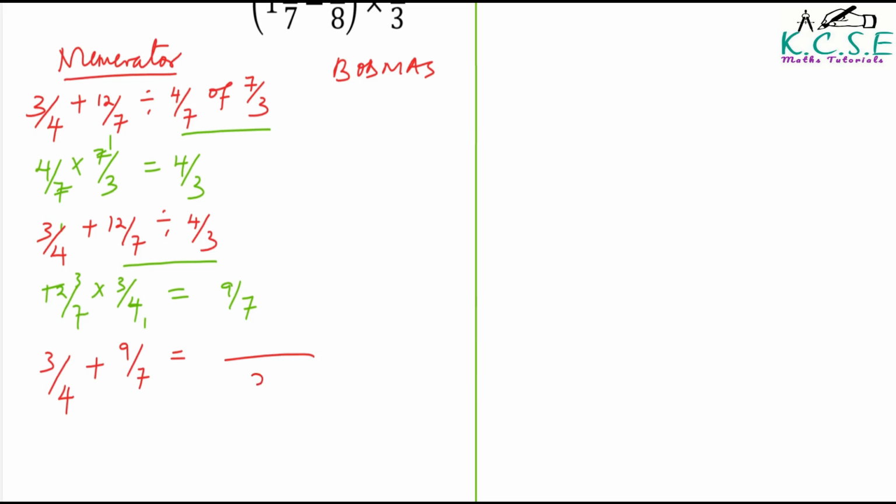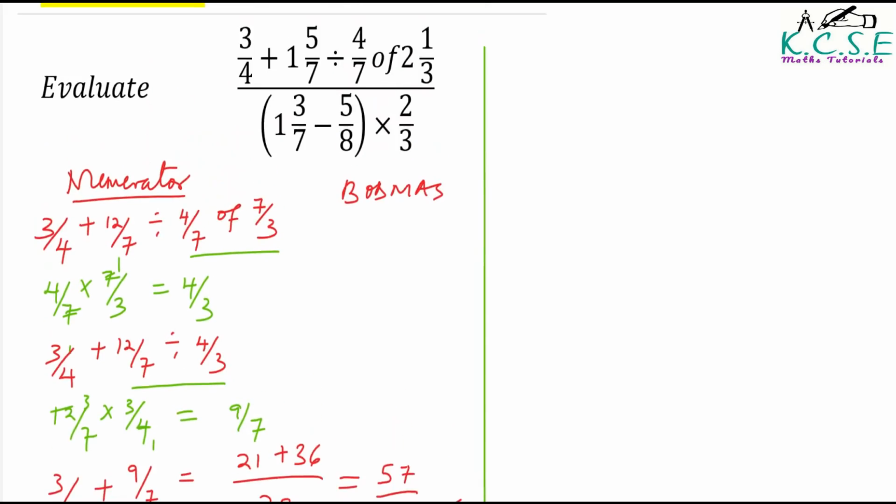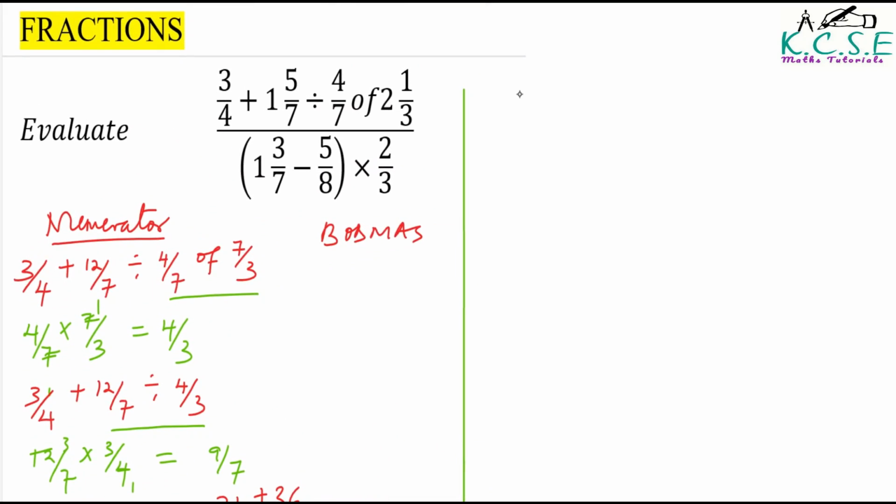Now after getting that, we now have 3 over 4 plus 9 over 7. Working out this, the LCM is 28. This would be 21 plus 36, and this gives 57 over 28. So that is the numerator. Now let's go to the denominator.